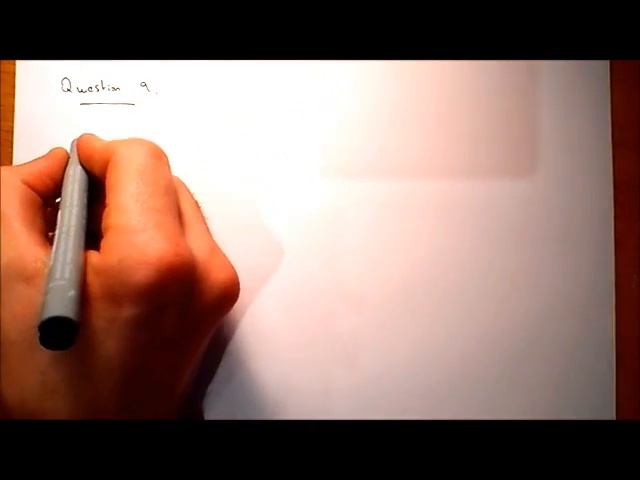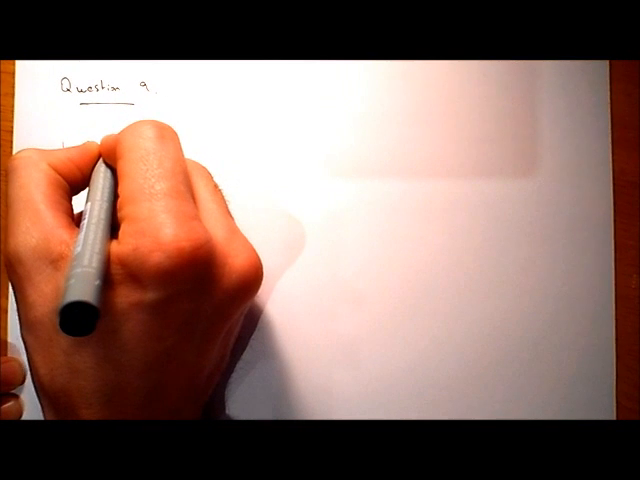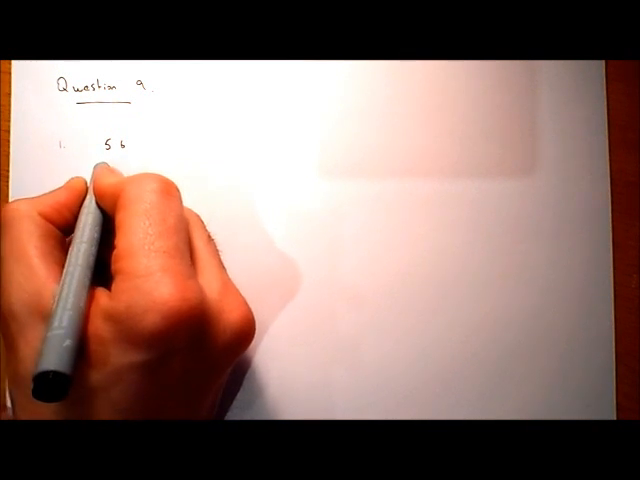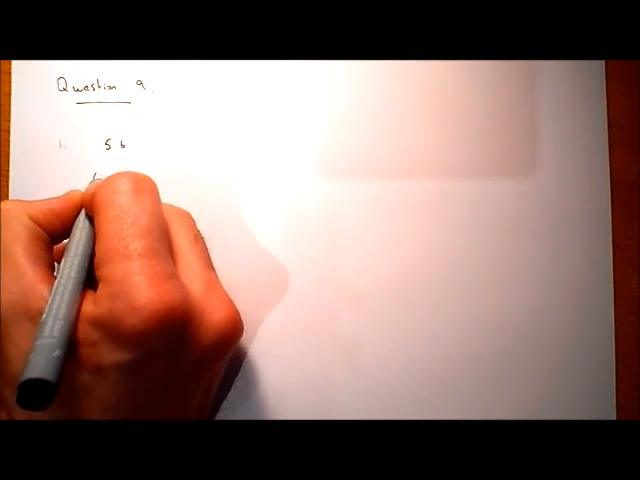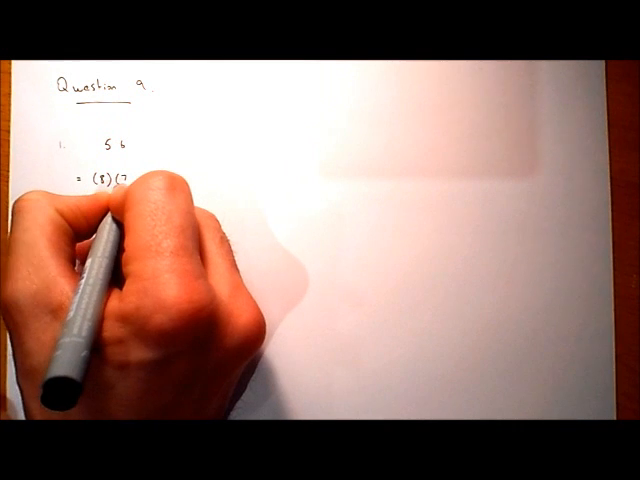So let's have a look at a few of those questions. In question 9, the first one is fairly straightforward. We're asked to factorize 56. 56 is just a number. Remember, factorizing means writing as a product. So I just have to write 56 as a product. Let's say I could write it as 8 times 7.